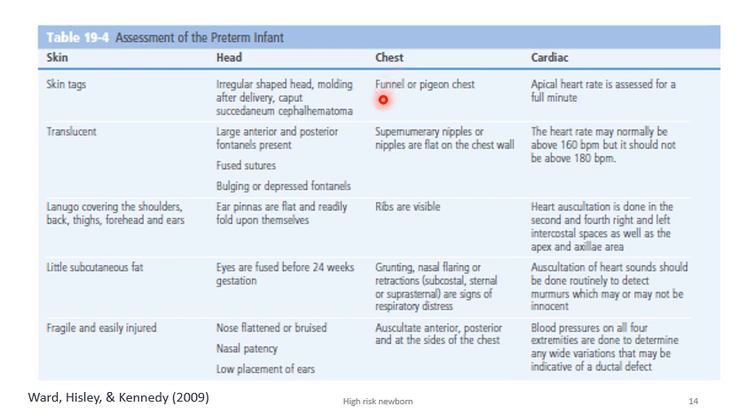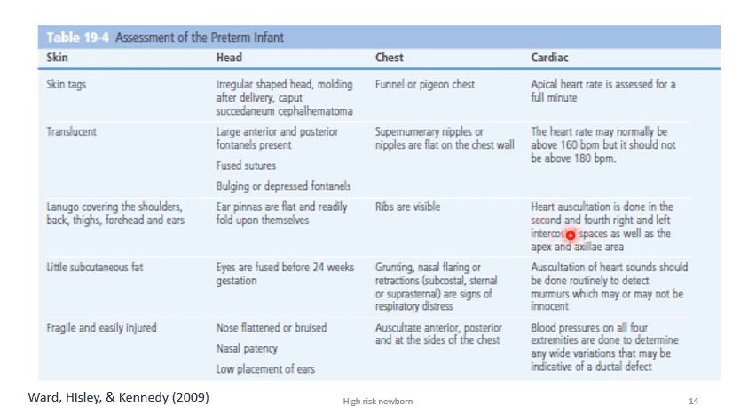When we go through the chest, we can see that the chest looks like a funnel or a pigeon chest, and we can hear a murmur. We can see that the nipples are flat, and we can see the ribs on the cage, and we can hear grunting or see nasal flaring or retractions on the ribs as a sign of respiratory distress. We can also auscultate the chest on the anterior and posterior to listen to the chest. Then on the heart, we can check the apical heart rate, and the heart rate might be around 160 to 180 beats per minute.